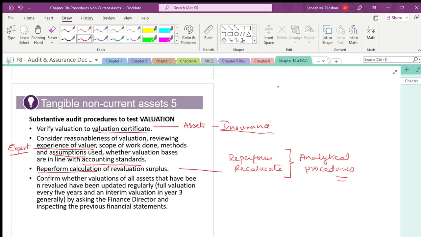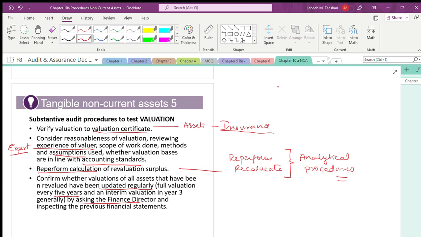Confirm whether the valuation of assets has been revalued and updated. Is it updated? There is a policy. It is a policy of 5 years. It is a policy of 3 years. You have to discuss and ask the finance director. This is where we are talking about the valuation.